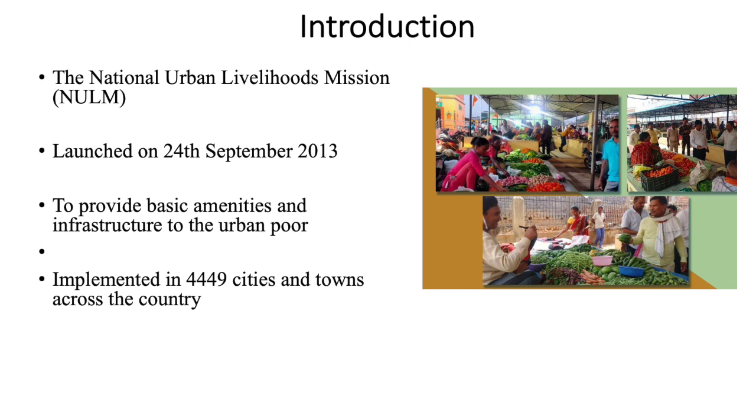The scheme has also been implemented in 4,449 cities and towns across the country, benefiting more than 7.5 million urban poor households. This module provides an overview of the National Urban Livelihoods Mission Scheme, its objectives, guiding principles, values and strategies, components, implementation procedures, outcomes, and its achievements.